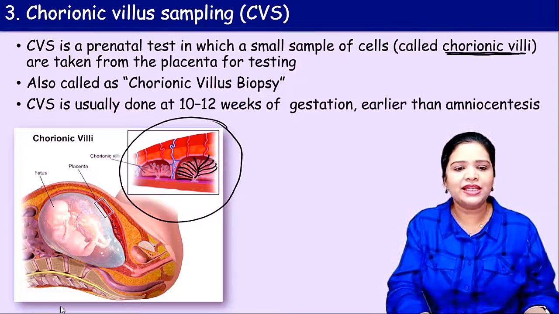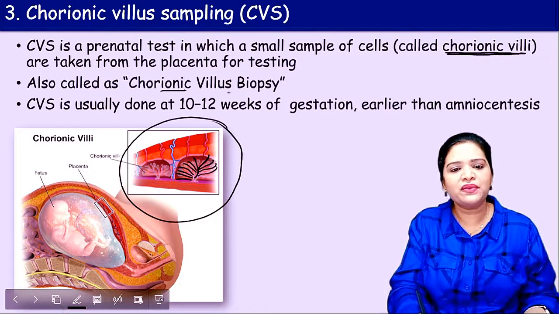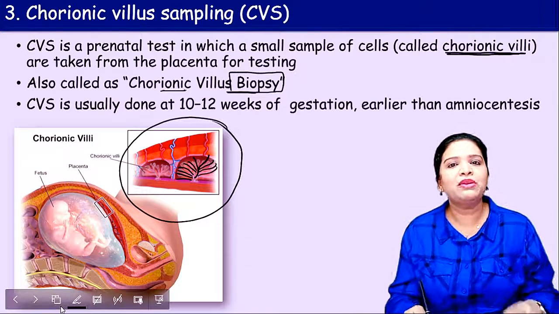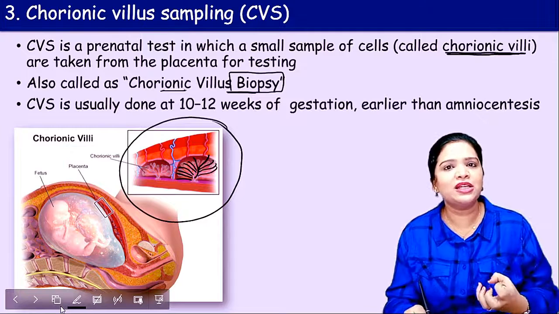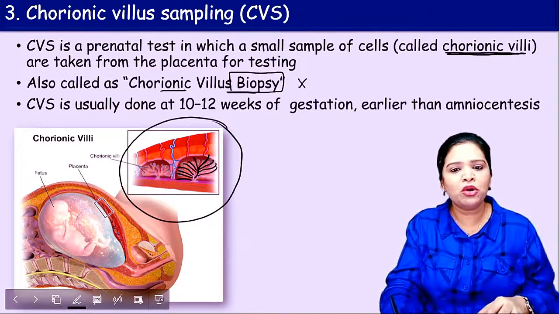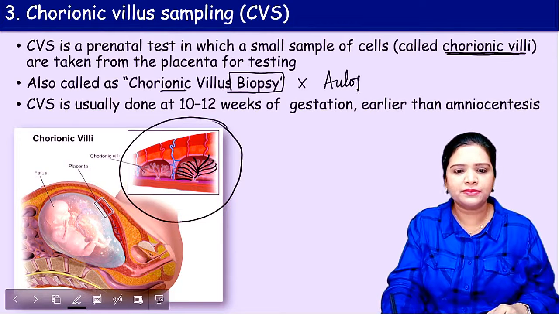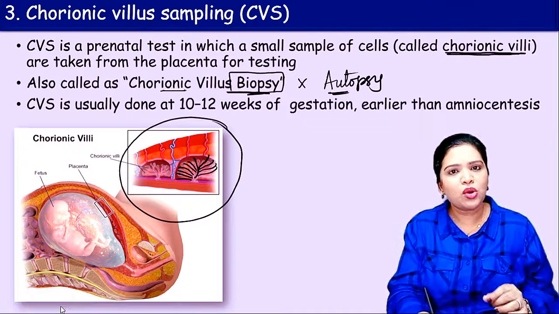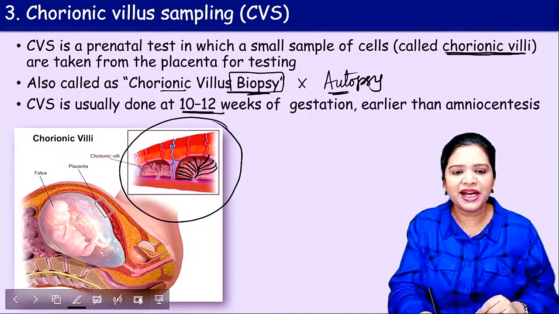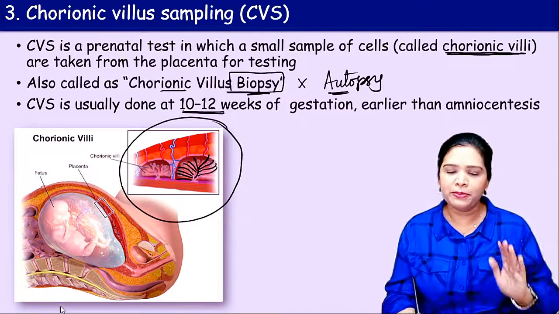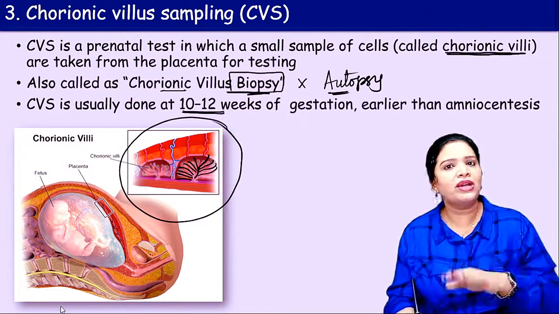It has another name, called chorionic villus biopsy. Biopsy means taking a tissue sample from a live specimen, a living thing. If we are taking the tissue sample from a dead body, that is called autopsy. So here we are doing a biopsy, right? Another important point: chorionic villi sampling should be done at the 10th to 12th week of the gestational period, not before that and not after that.